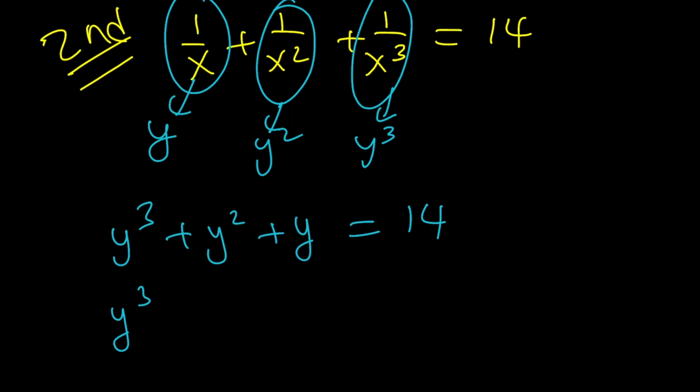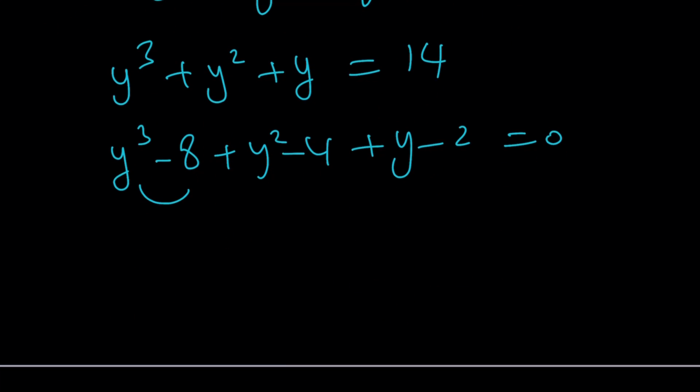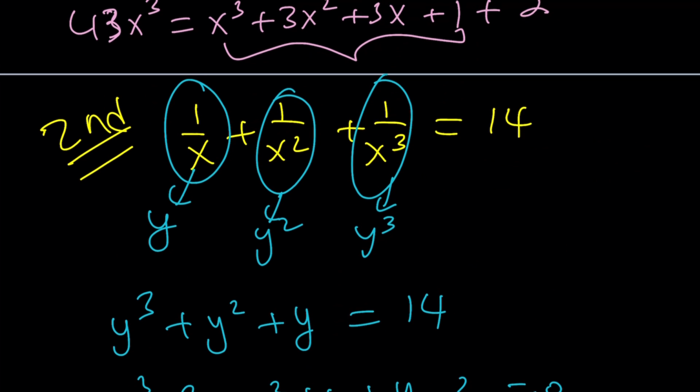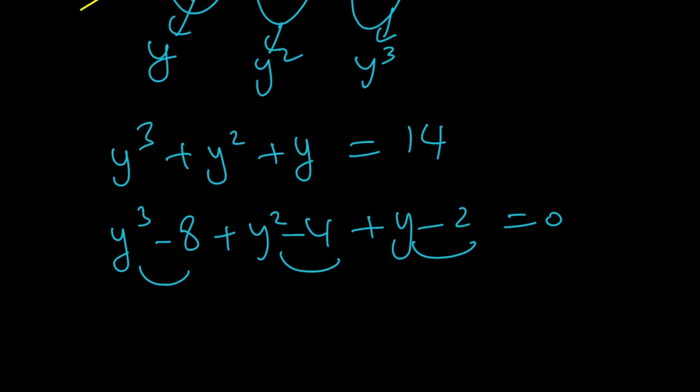So then you can do the following. y cubed minus 8, y squared minus 4, and then y minus 2. Notice that negative 14 is going to come up on the left-hand side. And then you can factor. And from here, you're going to find the other solutions. And y is 1 over x, so you just have to flip it to find the x values. Let me quickly show you the graph, and then we'll finish up with that. You can definitely do this, left as an exercise for you.